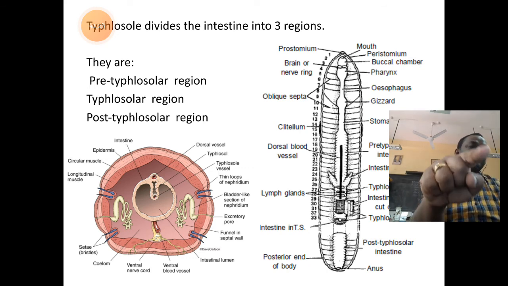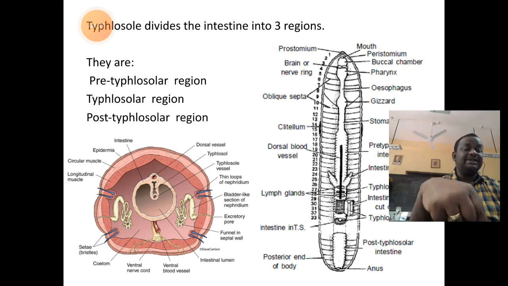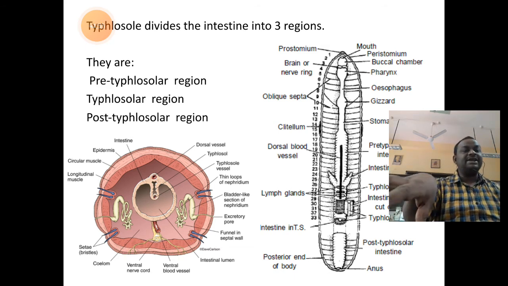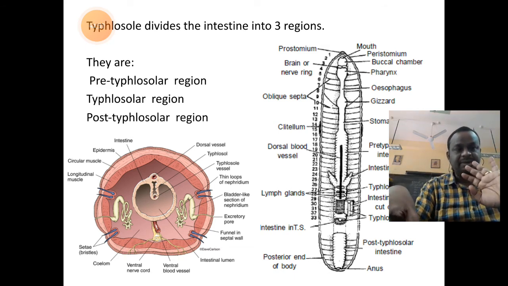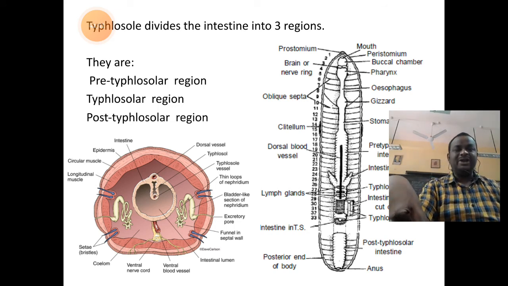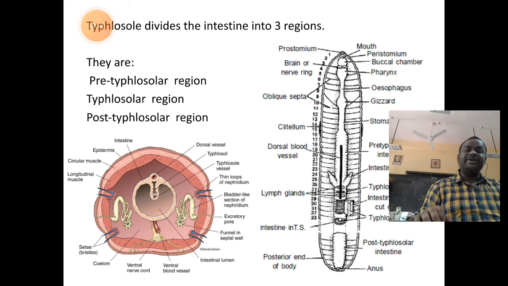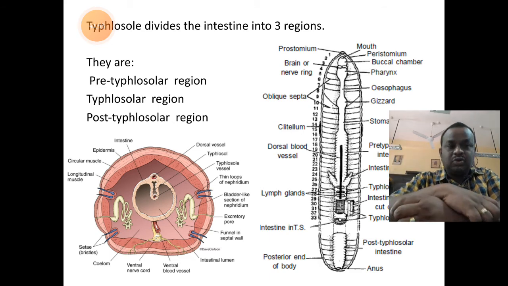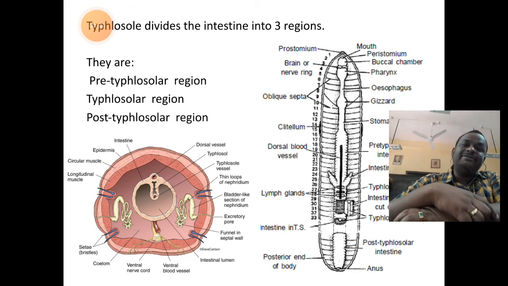So, this typhlosole starts from which segment? The 27th segment of the intestine. So, from 15 to 26 this typhlosole is not seen. From the 27th up to, excluding, the last 25 segments, wherever that part is, the typhlosole is seen. Again, the last 25 segments of the body do not show the structure of the typhlosole. So, that is about the importance of the typhlosole.